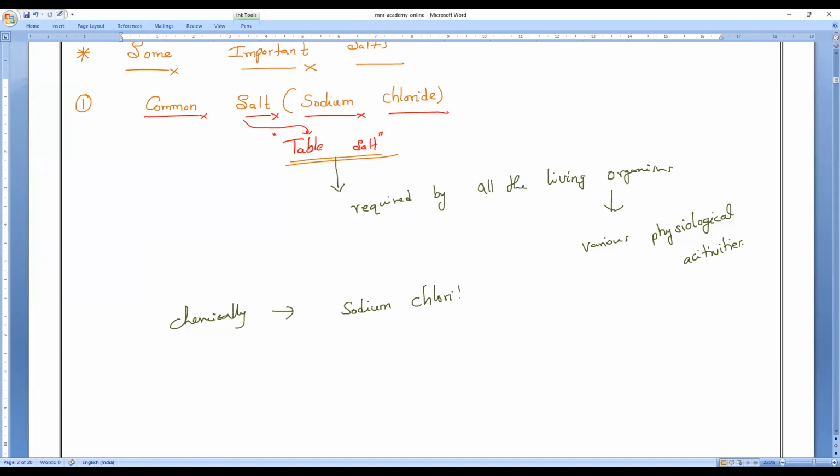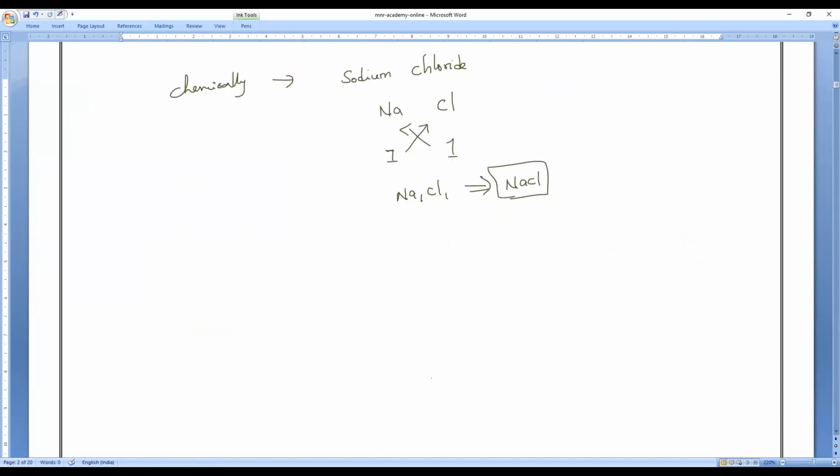What is the formula? Sodium chloride. Na has valency 1, chlorine is also 1. So if I crisscross, what do I get? Na1 and Cl1, which is called NaCl. Am I right, everybody? All of you?